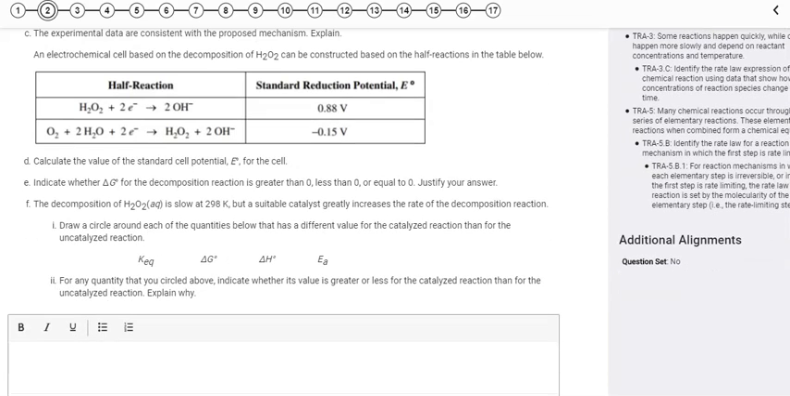Okay. The decomposition of H2O2 is slow at 298 K, but a suitable catalyst greatly increases the rate of decomposition of the reaction. Okay, so that's a fact. A catalyst will do that. Draw a circle around each of the quantities below that has a different value for a catalyzed reaction than for an uncatalyzed one. Okay, K equilibrium is the equilibrium constant. It's not the rate constant. Equilibrium constant is something we deal with in equilibrium. It's how far the reaction travels from left to right.